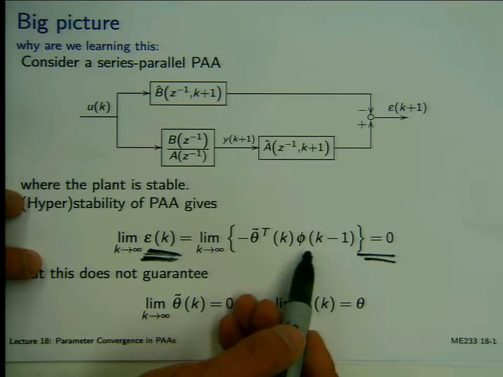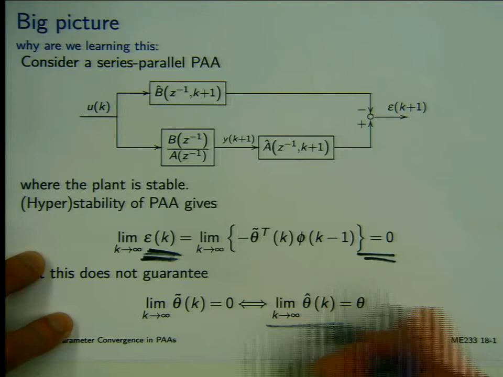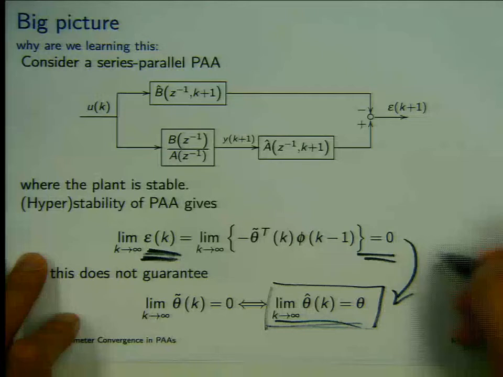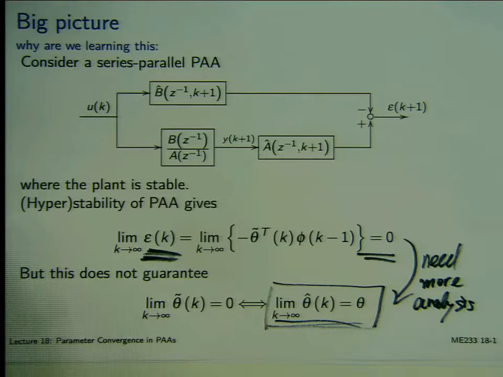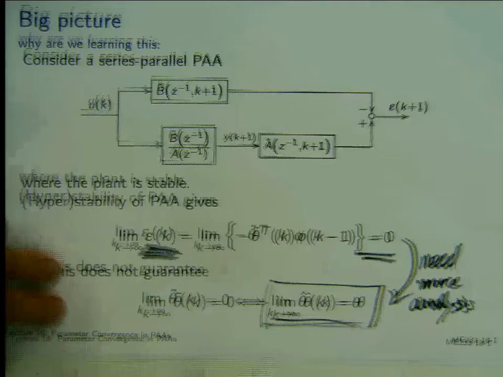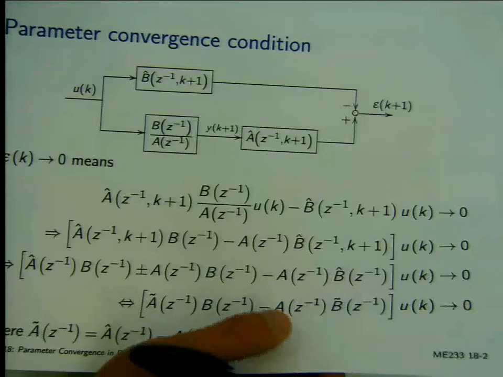So it turns out that from here to here, we need an additional step. We need more analysis. And this is what we're going to talk about today. So keep this equation in mind: epsilon k converges to zero. Let's take a look at what this means mathematically.